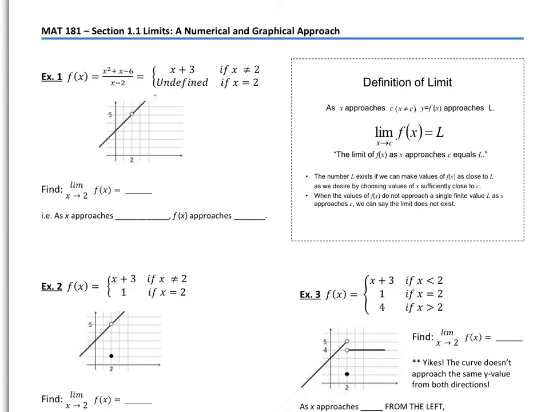This key is divided into two pieces. This is page 1. So first, let's take a look at example 1.